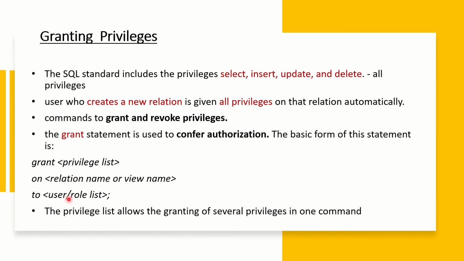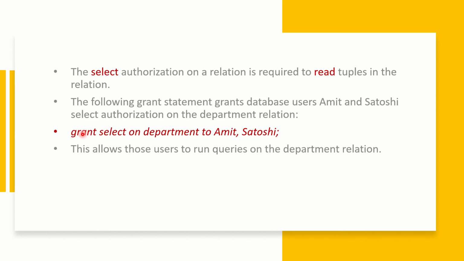Whenever we are granting, the syntax specifies that particular privileges will be given to the specified user or role on a particular relation or view. For example, here we can see a command: grant select on department to Amit, Satoshi. What is the meaning of this? The database administrator is granting select, that is, the particular user can only retrieve data. On what relation? The relation name is department.